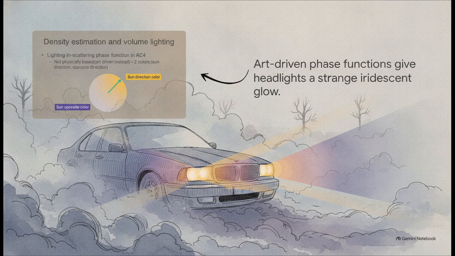And when those headlights finally break through the fog, we've got to manipulate how the lighting behaves. Instead of sticking to strict real-world physics, we're going to take an art-driven approach. We select specific opposing colors to give those headlights that exact soft, strange, iridescent glow that Bob Hill described all the way back in 1928.